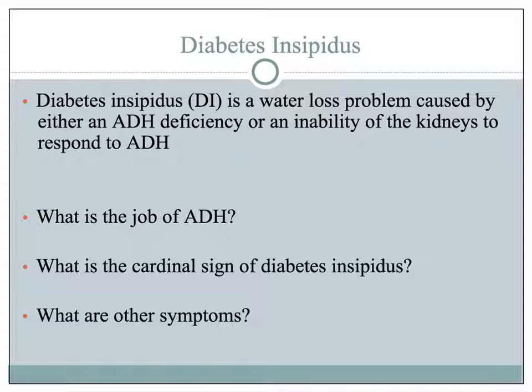The cardinal sign of diabetes insipidus is essentially that increased urine output, a massive loss of fluid without antidiuretic hormone. The patient presents as being very thirsty.